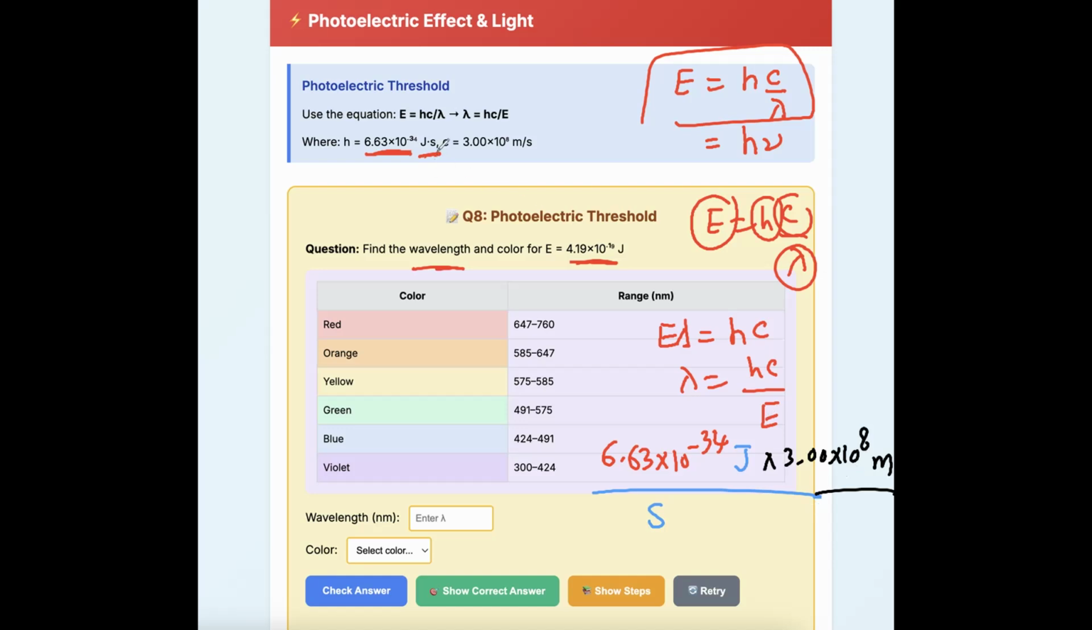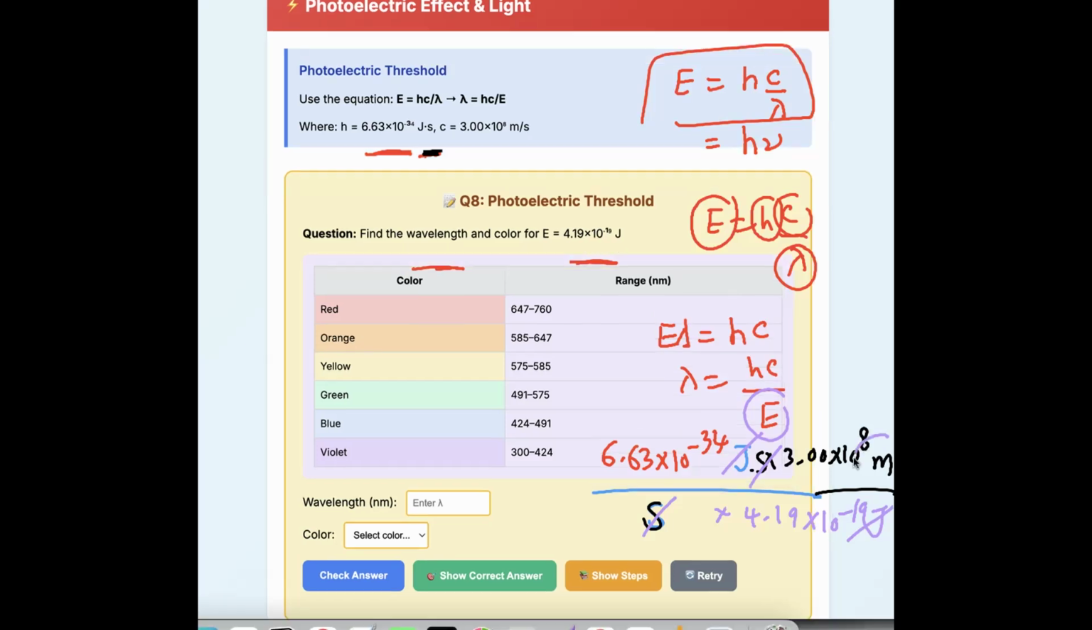Sorry, h is in joule seconds, not per second. The other one, c, is meters per second. And then I will get my answer. Don't forget to cancel out the units. The energy here is 4.19 times 10 to the power of negative 19 joules, so the joules cancel with the joules, the seconds cancel with the seconds, and the remaining unit is meters. I will get the answer and see its value.